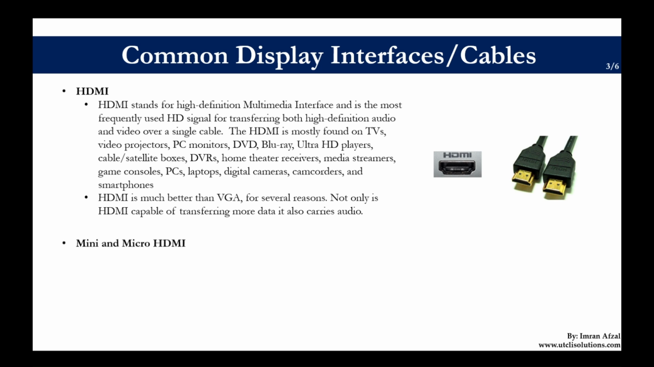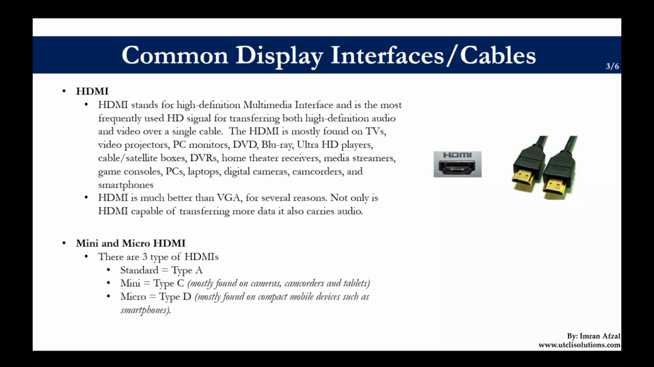Then comes mini and micro HDMI. There are three types of HDMI. Standard is called type A, which we have already talked about. Mini is called type C HDMI, mostly found on cameras, camcorders, and tablets. And then micro, which is a lot smaller than standard and mini, is type D, mostly found on compact mobile devices such as smartphones.